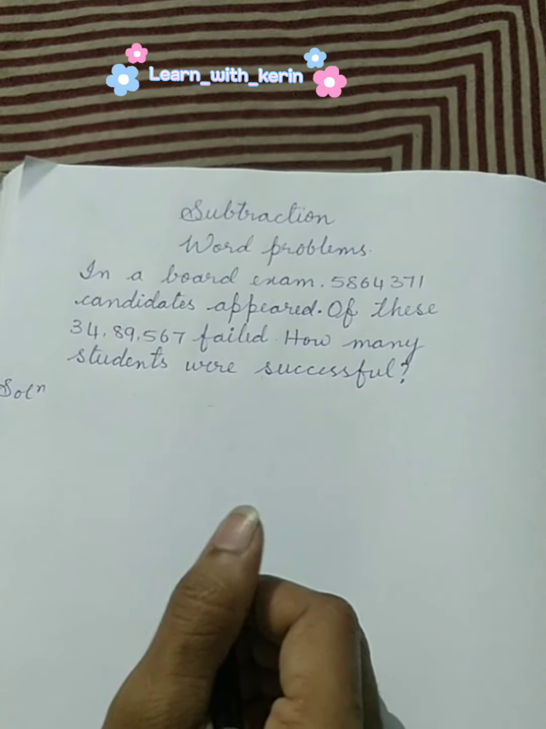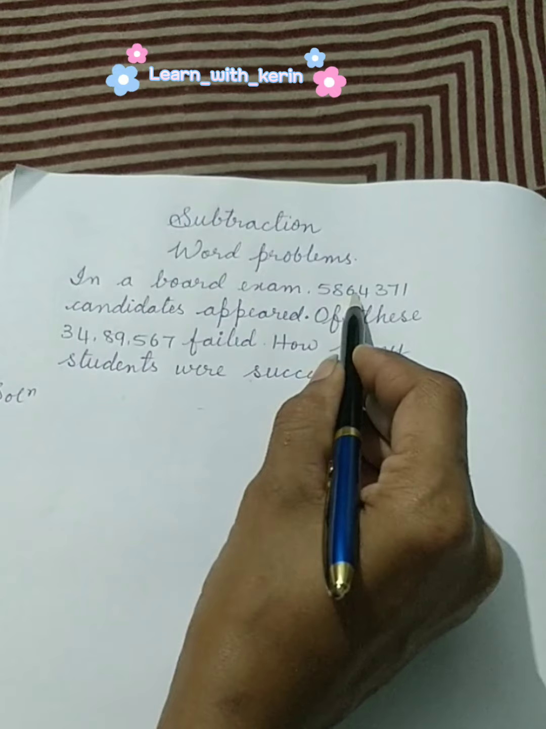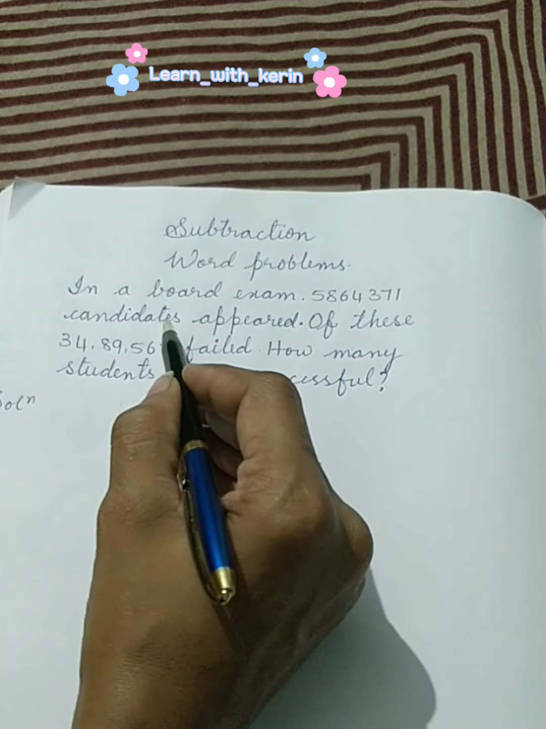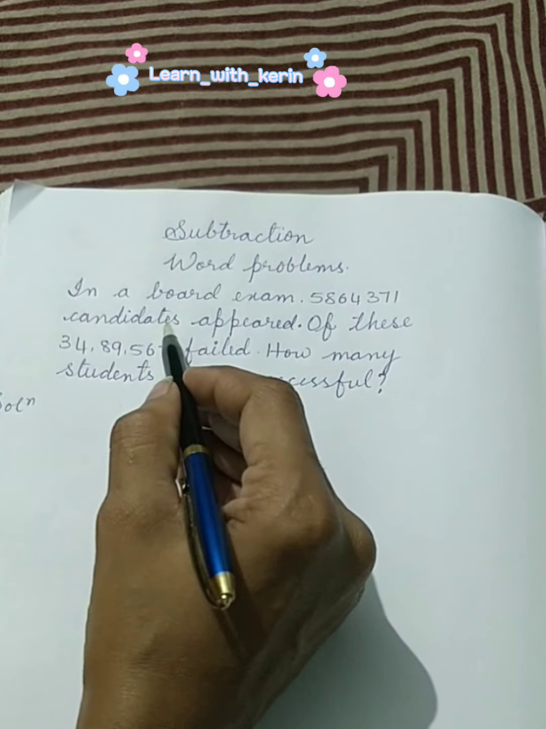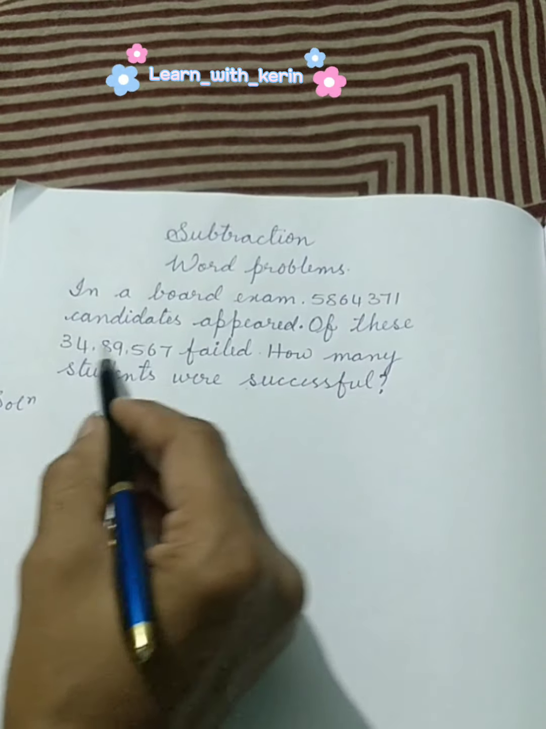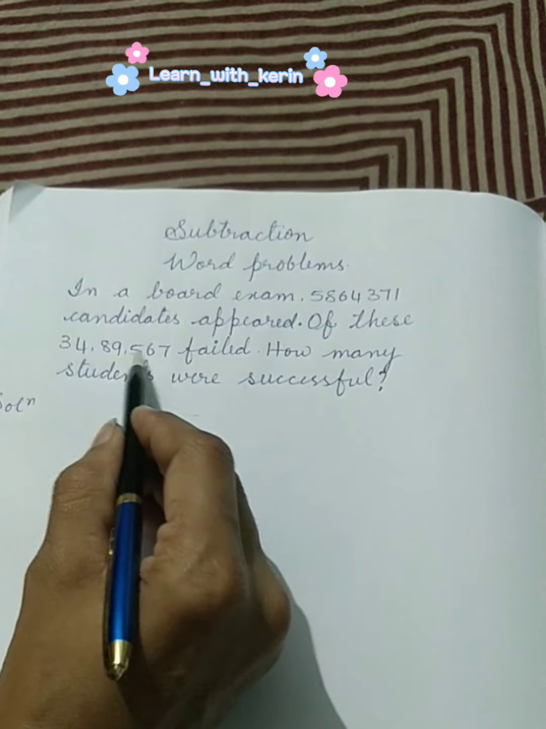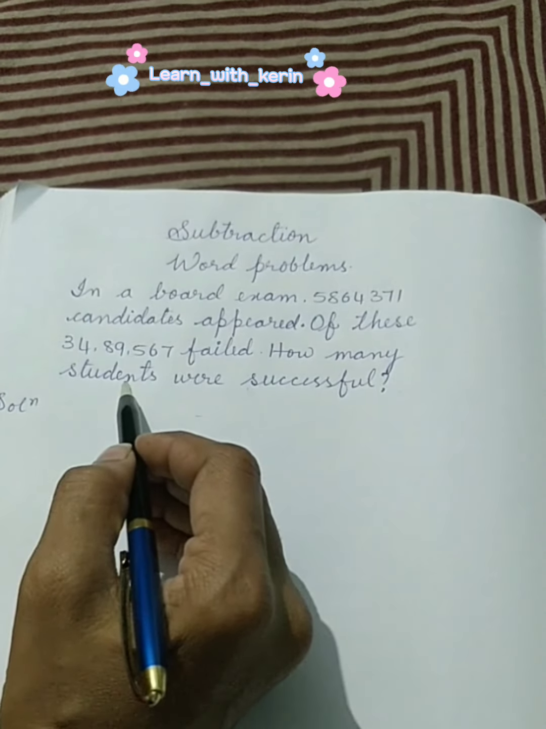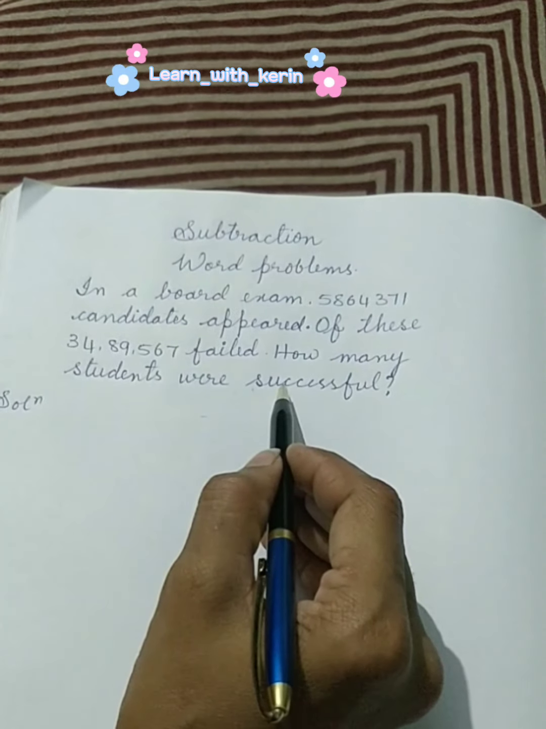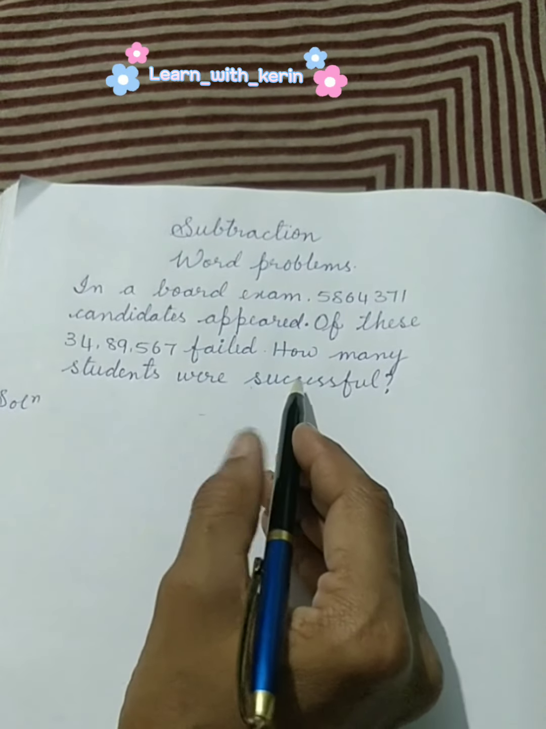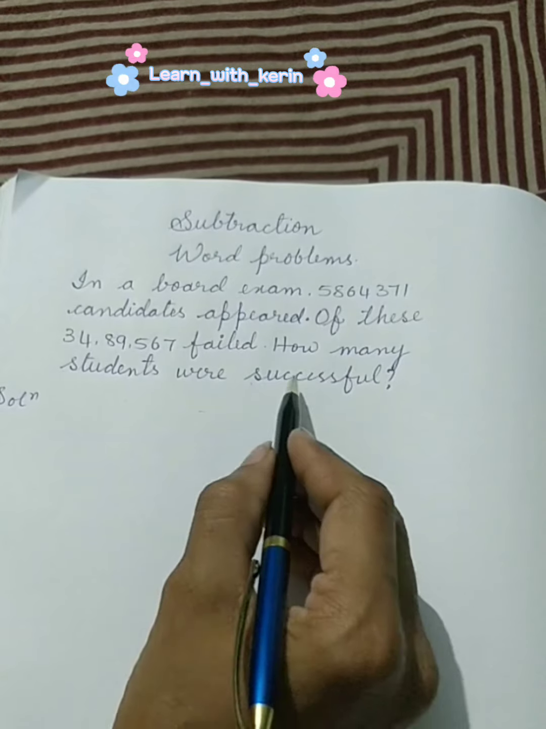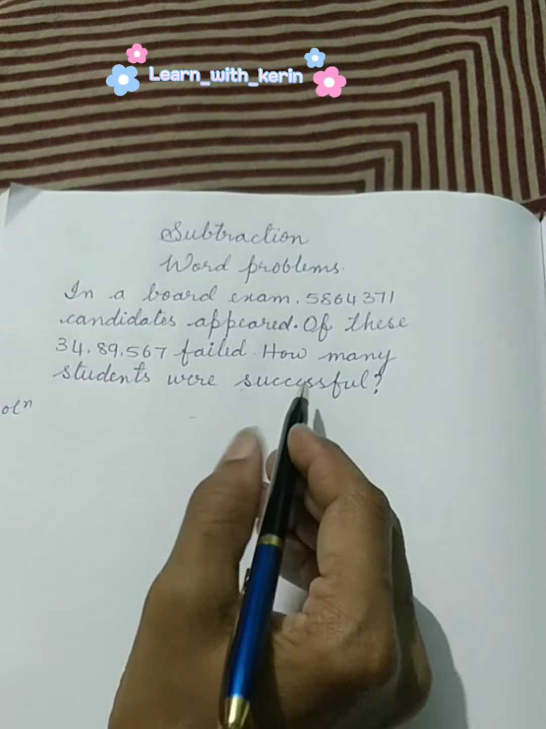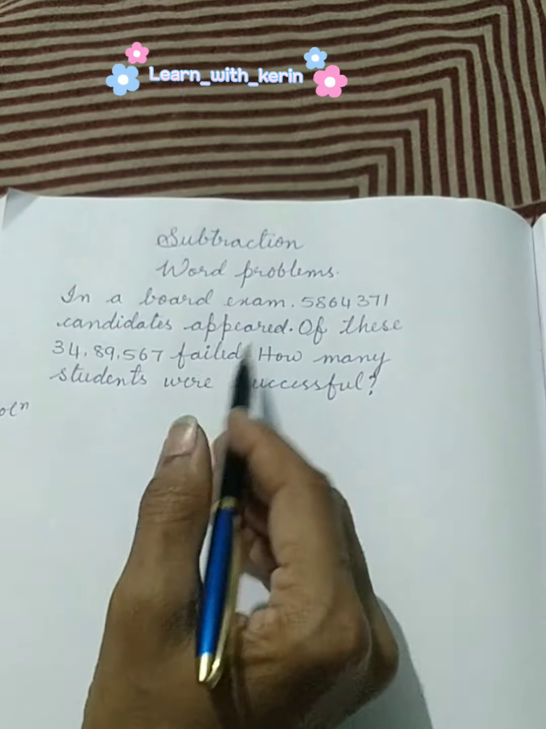Children, the word problem says that 58,64,371 candidates means students. They appeared in the board exam. They wrote the board exam. So out of these, 34,89,567 students failed in the board exam. Now what we need to find is how many were successful. That means how many have passed in the board exam. So to solve a word problem, we need to write the statements, children. To write the statements, we need to observe the numbers in the word problem.